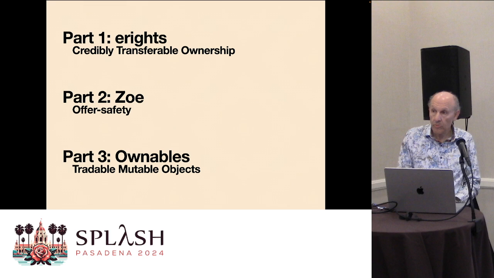Then in the second part, I'll be speaking about Zoe, which is our smart contracting framework that provides an important safety property we call offer safety. And then in the third part, I'll be speaking about the new result, which is still in progress engineering-wise, which is ownables, which is where we extend this framework to deal with the special problems that have to do with trade of mutable objects.